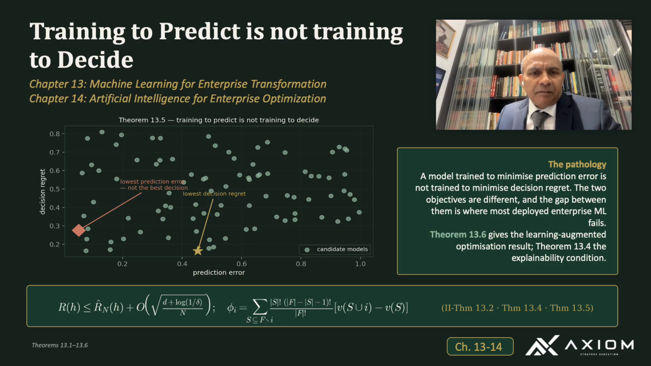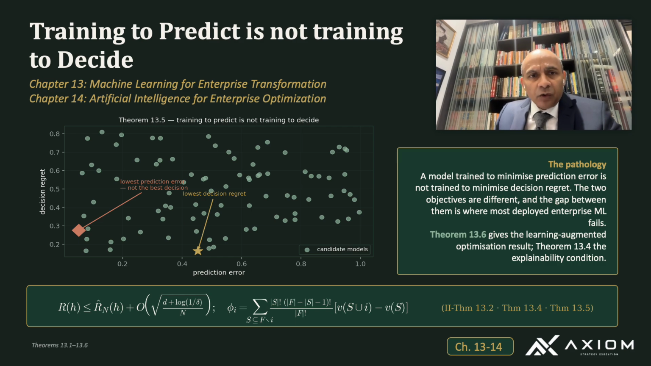Theorem 14.3, Enterprise Reinforcement Learning Convergence Theorem. Under sufficient exploration and standard Robbins-Monro learning rate conditions, tabular Q-learning converges almost surely to the optimal action value function, so the greedy enterprise policy converges to optimality without requiring a model of the system.